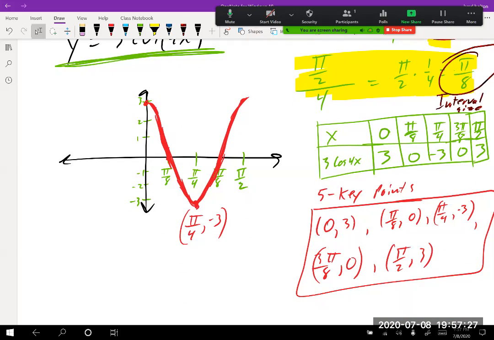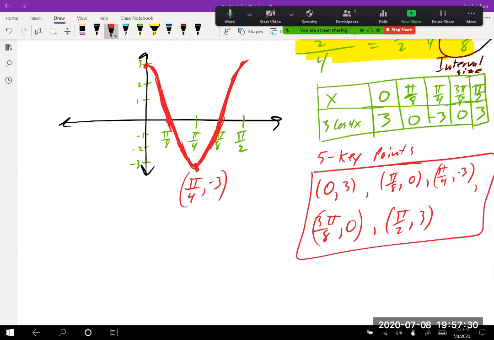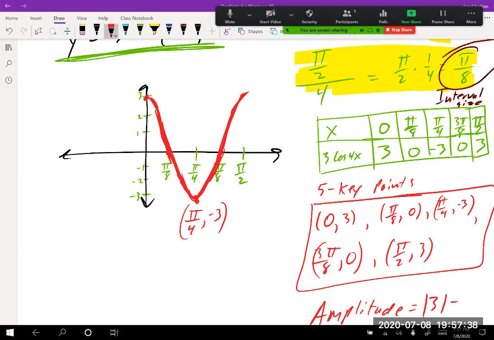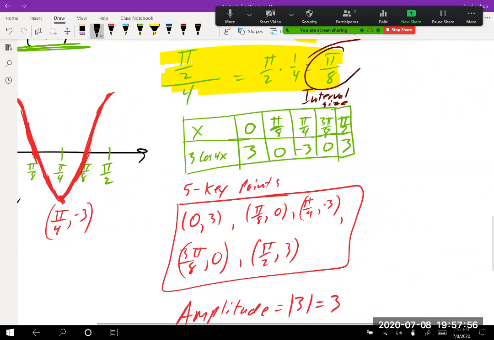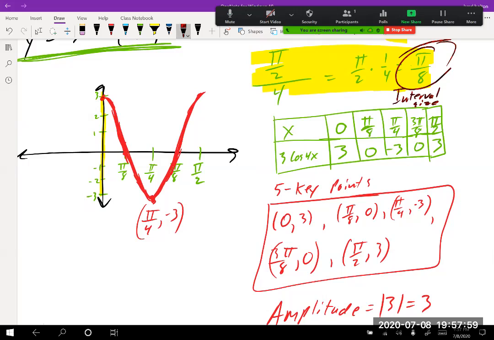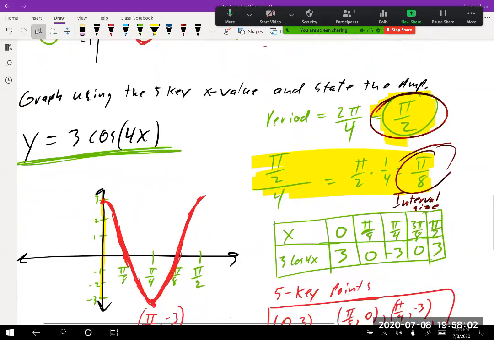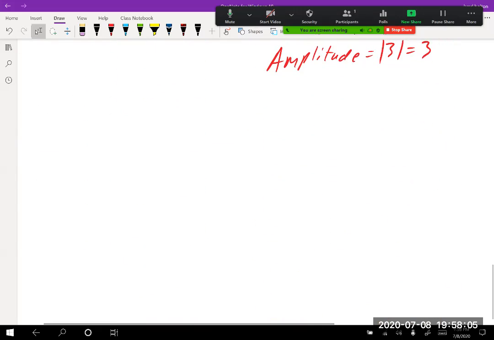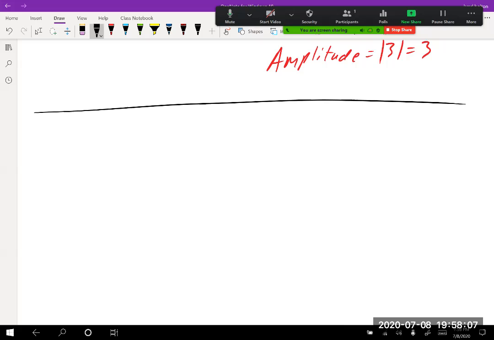We found the 5 key points, but what we didn't find is amplitude. So the amplitude is equal to the absolute value of A, and in this case, A is 3. So the amplitude was 3, okay? Now think about it. How far is it from this value to the middle? And how far is it from the middle to this value? Well, it's 3 in either direction. So that's what it means to be the amplitude. That's not too big a deal. I just wanted to make sure I discussed it. I left that out a little bit. Okay, and they asked for the amplitude, the 5 key X values, and to state the amplitude. So you can find quite a bit on these. It just depends on how far the problem wants you to go.